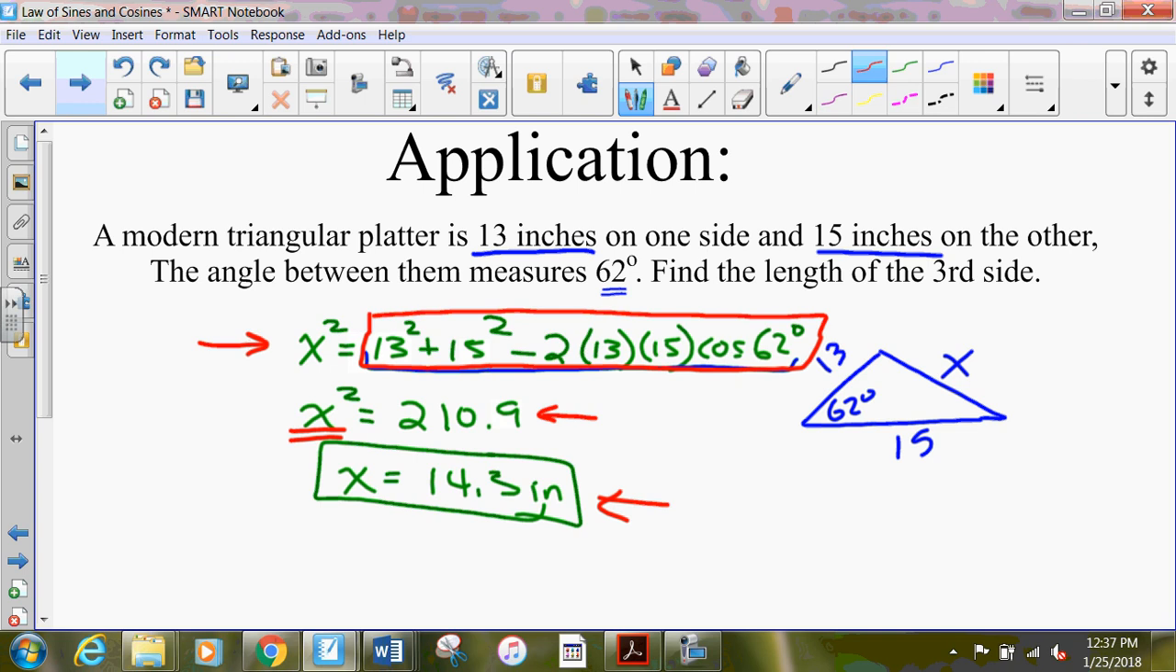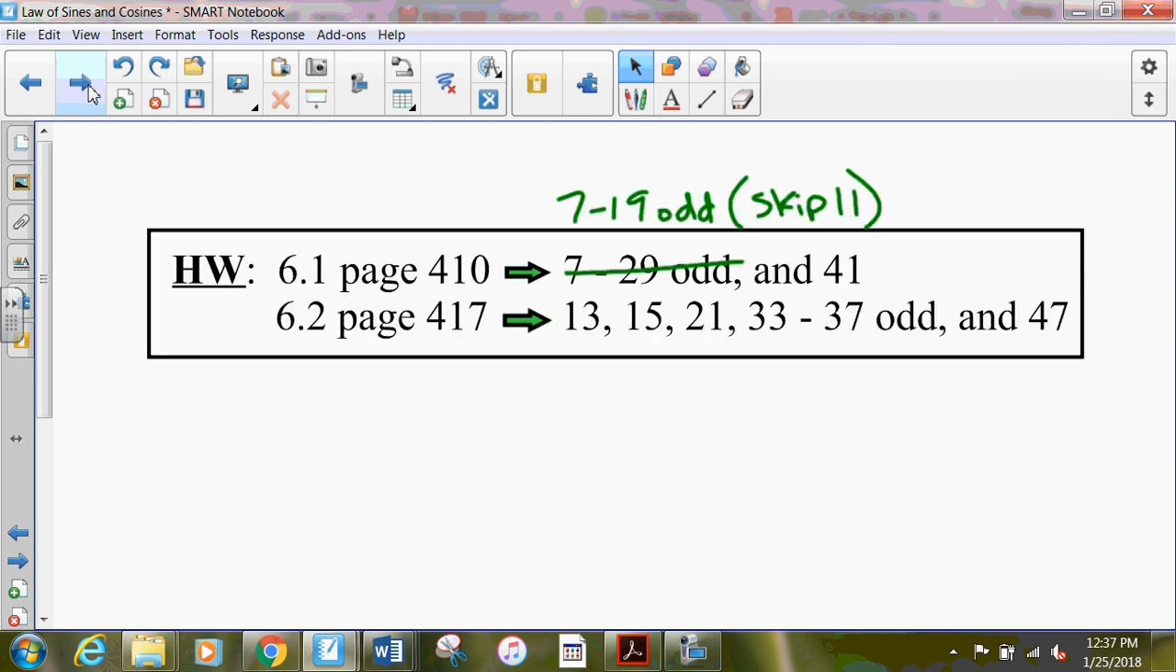Once again, if we're taking the square root of both sides in a normal random equation that's not attached to measurement, we would put plus or minus 14.3. But in this case, we're talking about the length of a side, so we need to just keep the positive answer. And our last one is our homework, 7 through 19 odd, skip 11. And I believe Anna told me that for the 6.2 assignment, number 21, we're going to go ahead and drop.